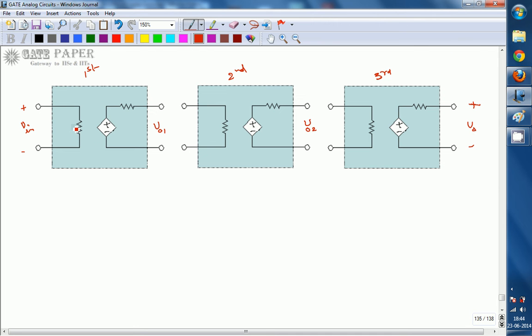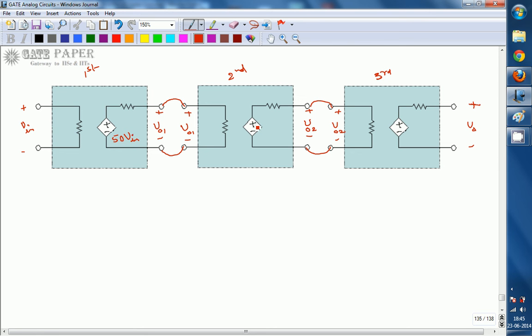Now, the output of the first stage is the input for the second stage since they are cascaded, and the output of the second stage acts as input for the third stage. That implies the input of the third stage is V02 itself, plus minus, and the input for the second stage is V01 itself. So V01, here also V01. Next, this is the voltage source. The voltage source is 50 times, the gain is 50 times the voltage connected across the input terminals, that is Vin. You can write it as 50 times Vin.